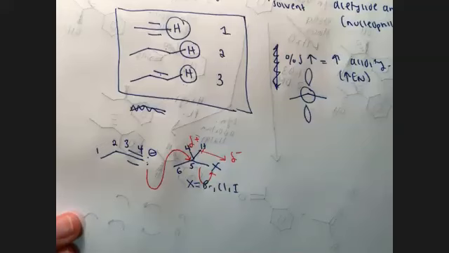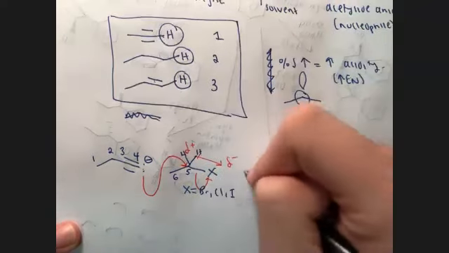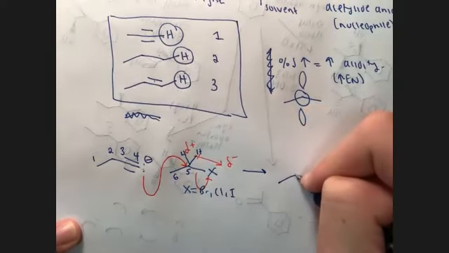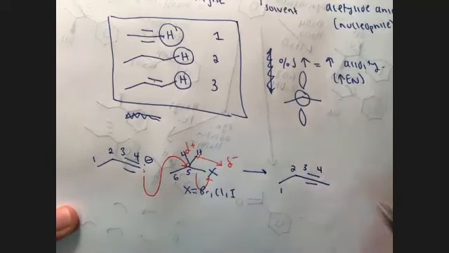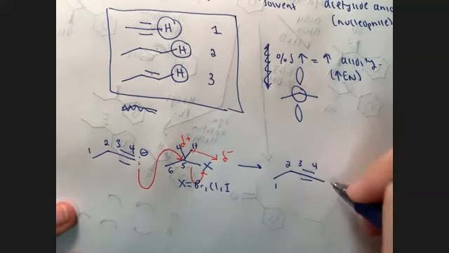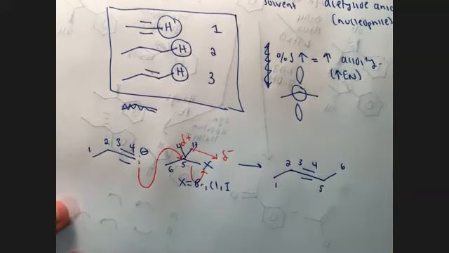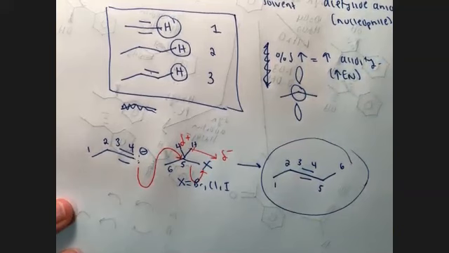You see that? So essentially what that end product is going to look like is 1, 2, 3, 4. You have to always number these because you don't want to drop carbons. 5, 6. So this is my end product. Okay, how interesting is that?